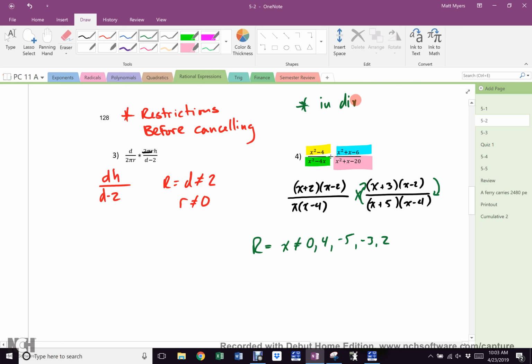In division, we need to restrict. And I can't remember if that's the divisor. Forget that, right? We need to restrict both of the second expression.